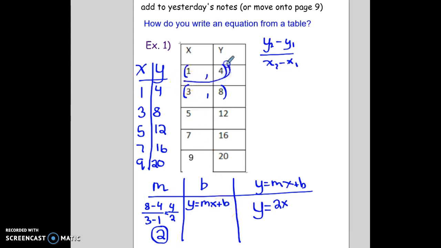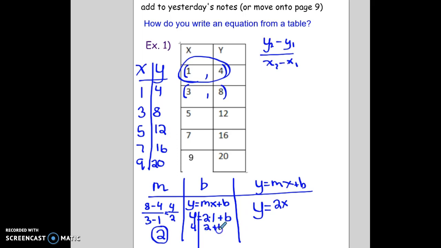I'm just going to use this set of values. So for y, I'm going to plug in my y value, which is 4. For m, I'm going to plug in the 2 that I just found out. And then my x is 1. Now we are just solving for b. This is your missing value. We're just solving for it. This is still 4. This becomes 2 plus b.